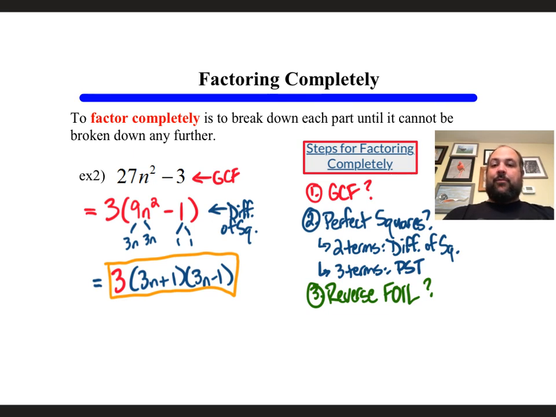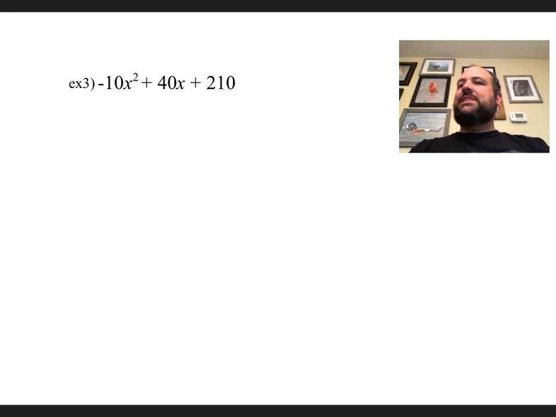Let's look at another example. Alright, let's look at our next example. Example 3, we have negative 10x squared plus 40x plus 210. So again, let's go through that process.